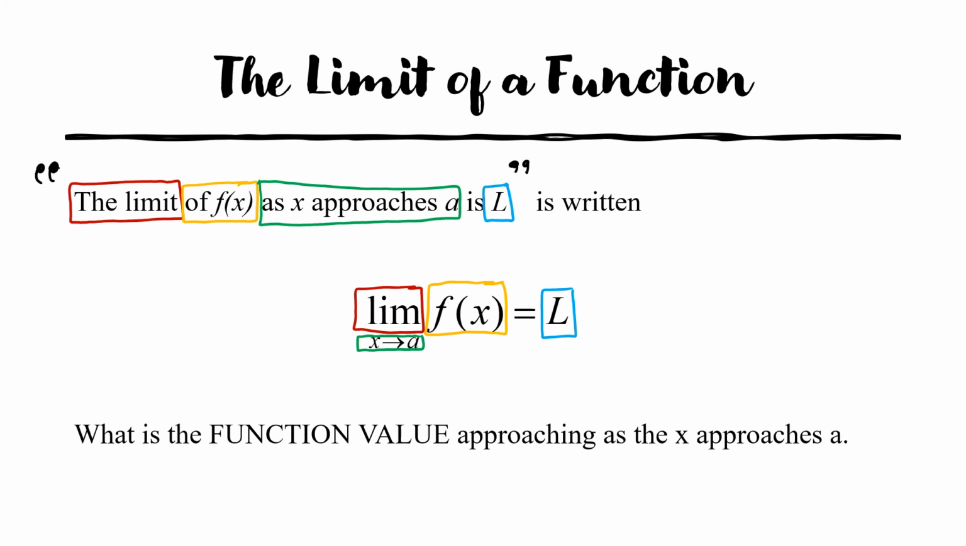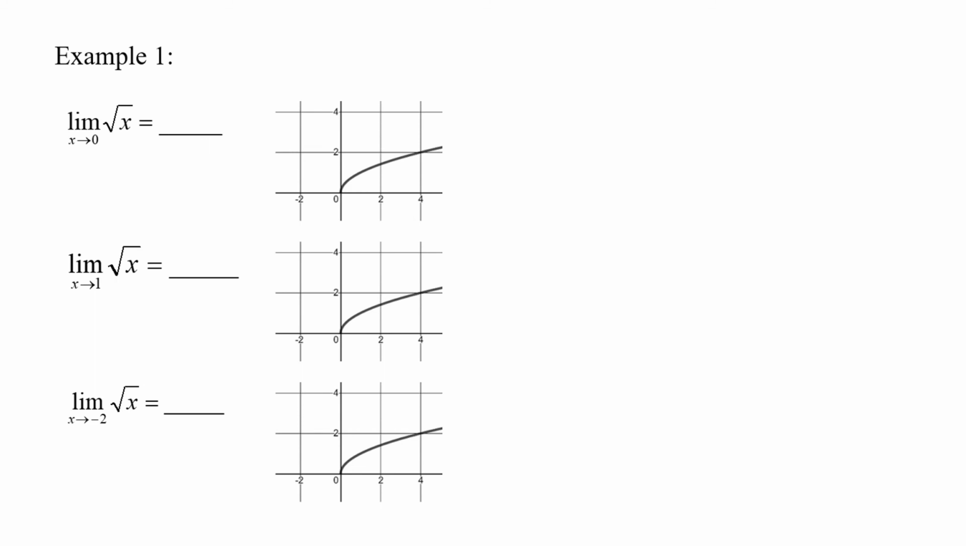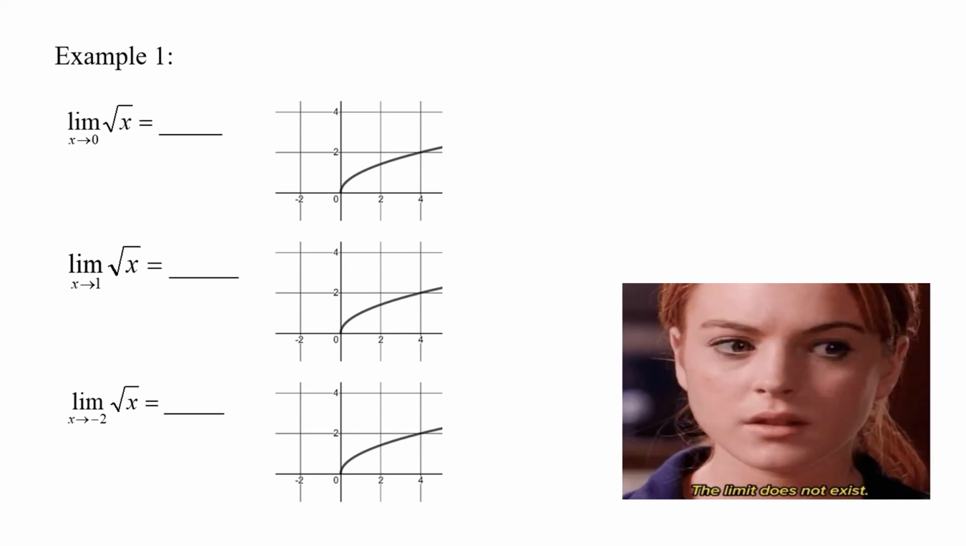And when we're looking at this limit, we're looking at what a function value is approaching as x approaches a. And that function value is the output, which is often that f of x or y. When evaluating limits, we're concerned with whether or not the limit exists, and if it does exist, what that limit actually is.